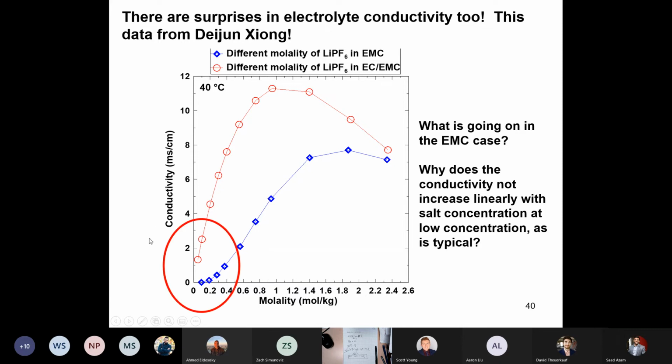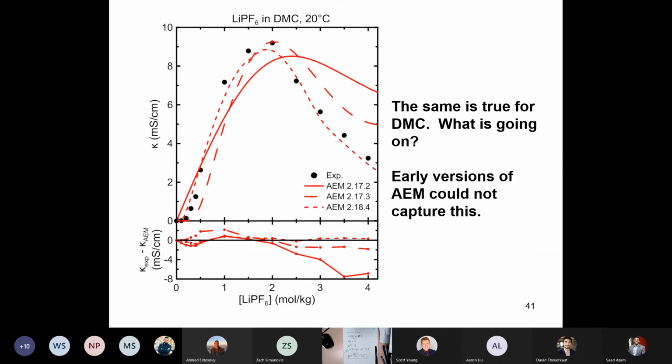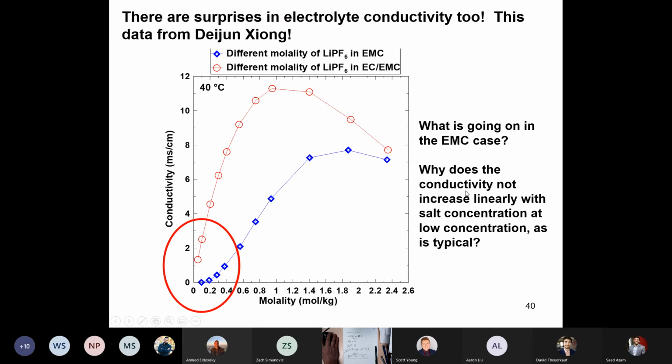And if you remember, I've told you already that conductivity should increase linearly at low salt concentration, like the red. But the blue does not increase linearly. In fact, it looks like it's almost a parabolic increase at the beginning. So we saw this for the first time and we said, what the hell is going on here? So we thought, let's use the AEM, Advanced Electrolyte Model, to understand what's happening here.